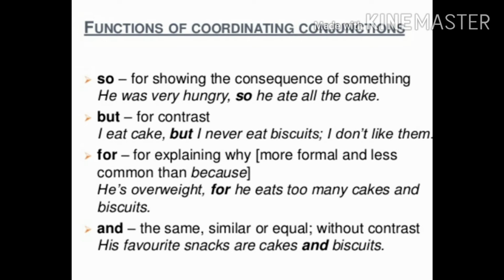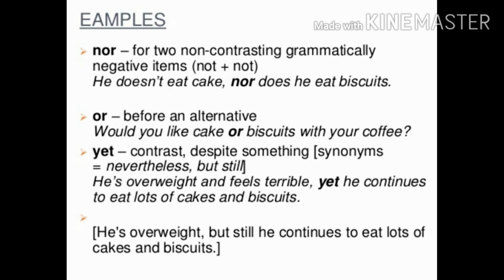Next conjunction is and. And is a very common conjunction and it is used for joining two same type or similar or equal things. Example: his favorite snacks are cakes and biscuits. In this sentence, cakes and biscuits are equally important, so we use the conjunction and to join these two words. Nor is used in negative sentences. For example, he doesn't eat cake, nor does he eat biscuits.